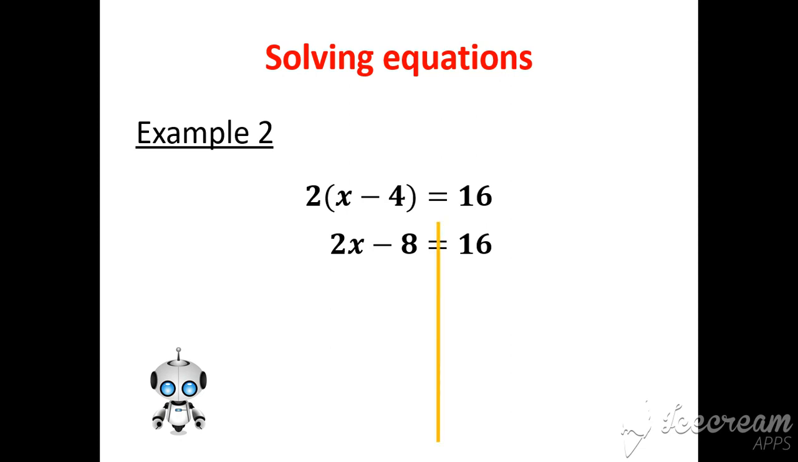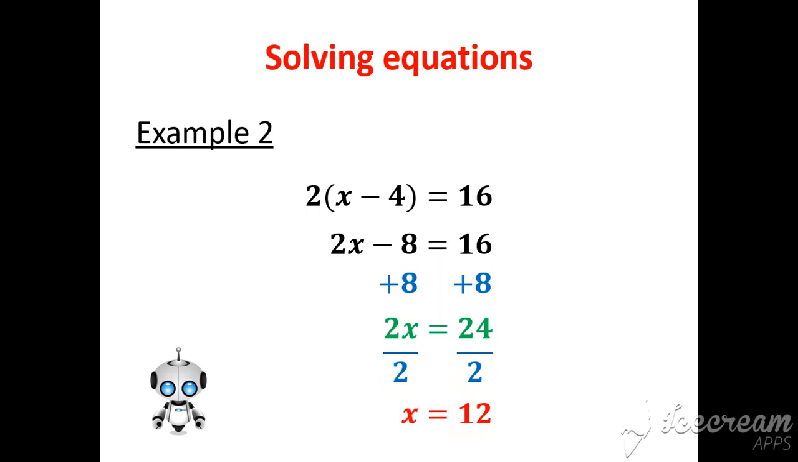Now I can put my line down the middle, and I can start my process of whatever happens on one side I do on the other. So see that minus 8, I'm going to do the opposite, which is add 8, and I'm going to add 8 on the other side. 16 plus 8 gives me 24 on the right hand side. Coming back to the left hand side, the minus 8 and the plus 8 make 0, so I can cross those off, and I'm left with 2x. So I've got 2 times something is 24. Now I can divide by 2 on both sides, because I want to get rid of the 2 out the front of the x. And 24 divided by 2 gives me 12, and the 2's cancel, leaving me x is equal to 12. I've solved it and got x equal to the number 12.